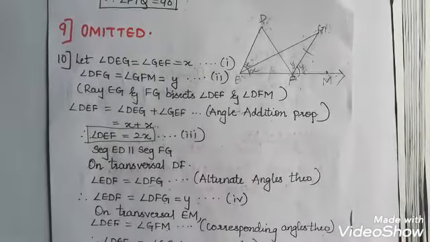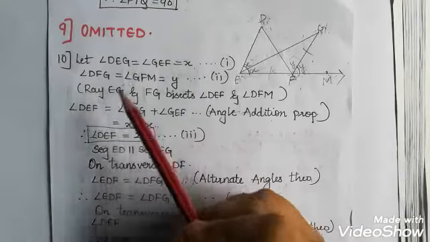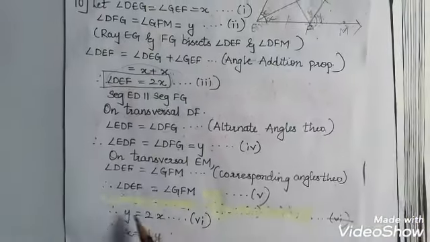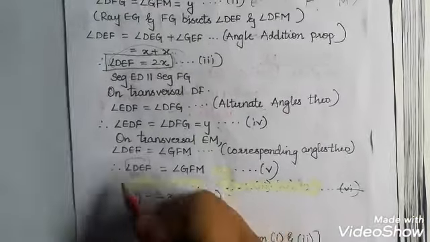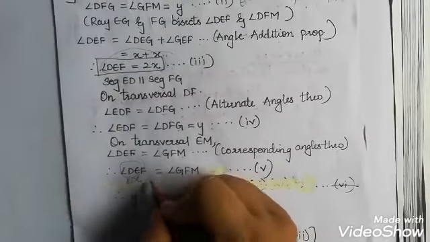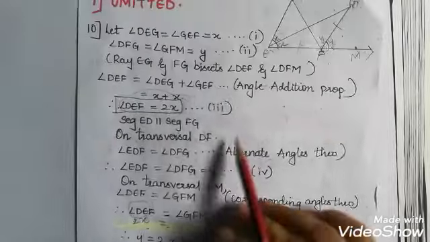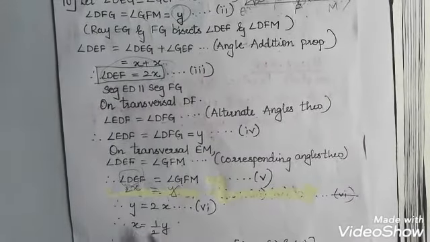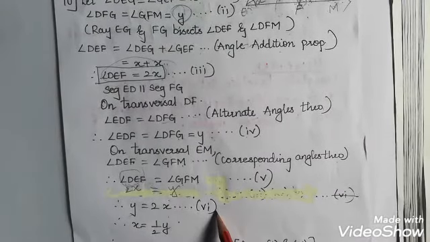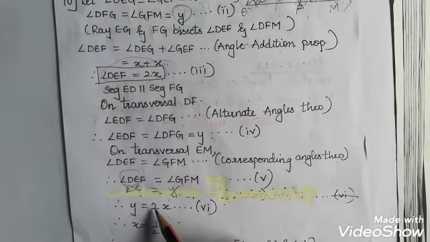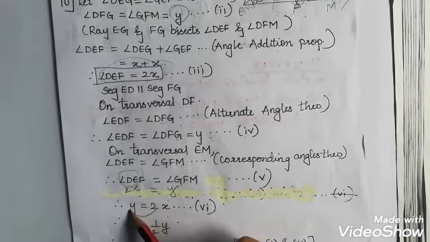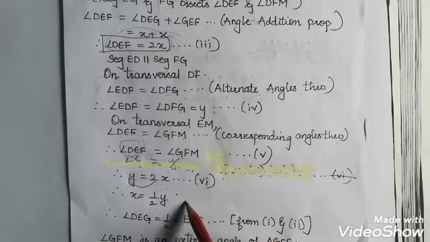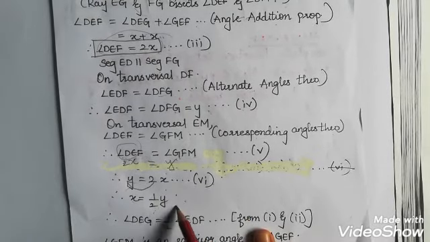But now if I see angle DEF, I got angle DEF as 2x. So in place of angle DEF, I can write 2x is equal to angle GFM. Angle GFM is already assumed as y. So I get y is equal to 2x, that is equation 6. And what I can do, I can shift this 2 on this side. So when I shift the 2 on that side, it becomes x is equal to 1 upon 2 y.